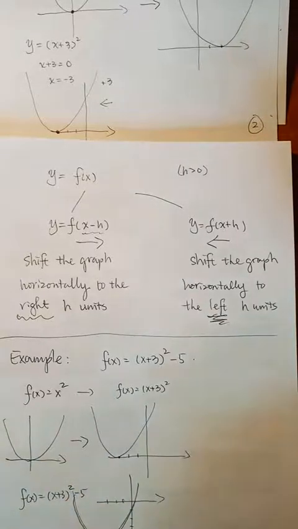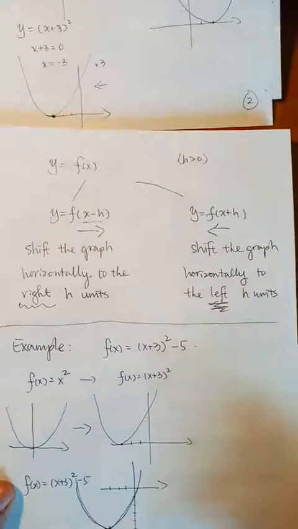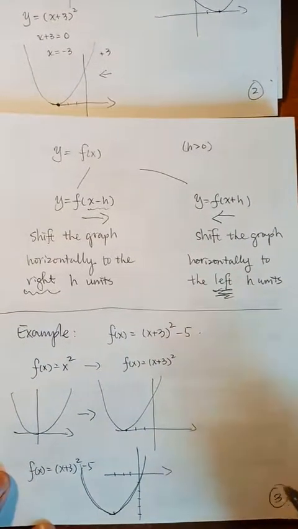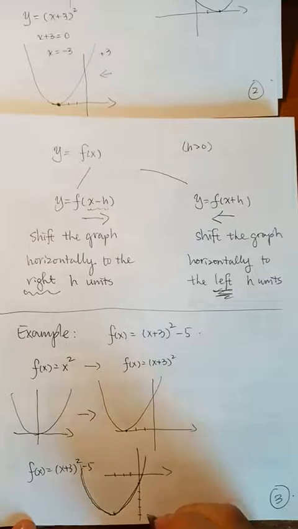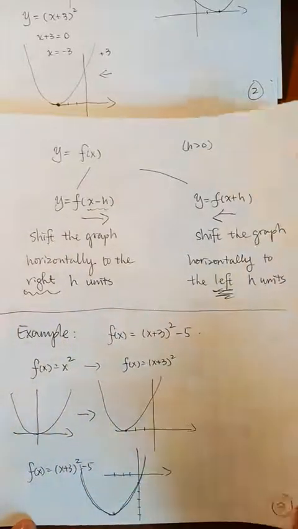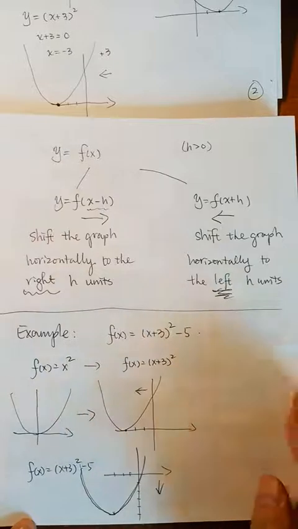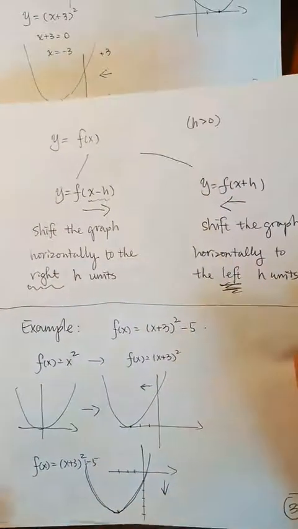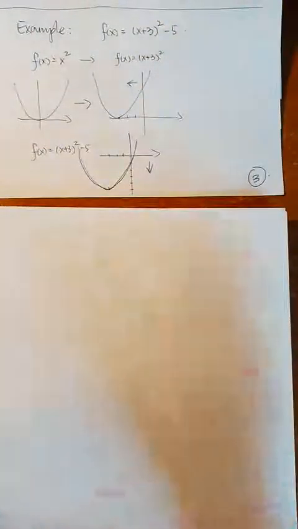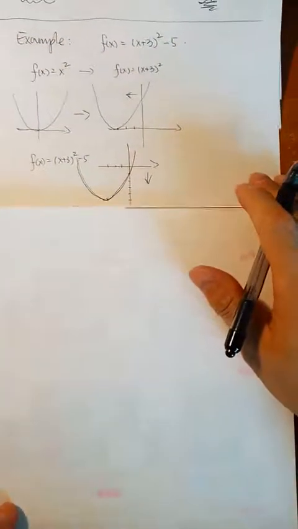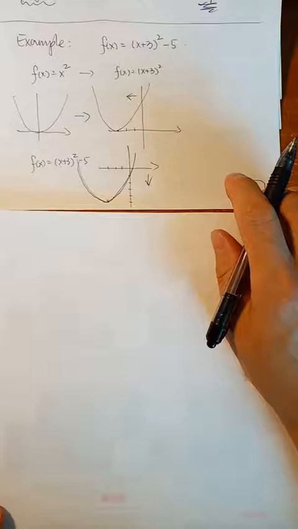Okay? The same answer. So the graph is this way. The graph is downward. Okay, so we can move the graph of the function.